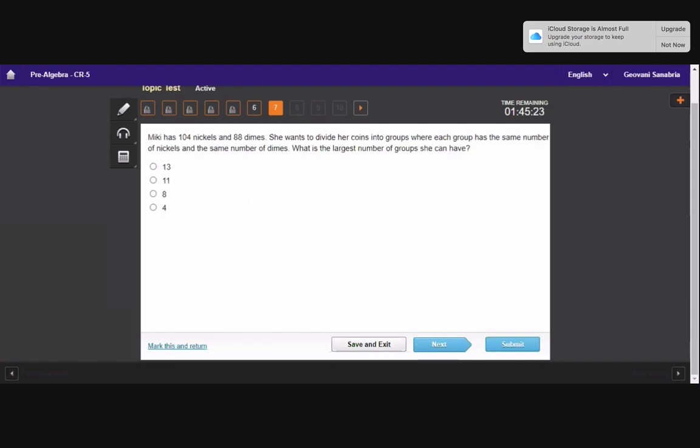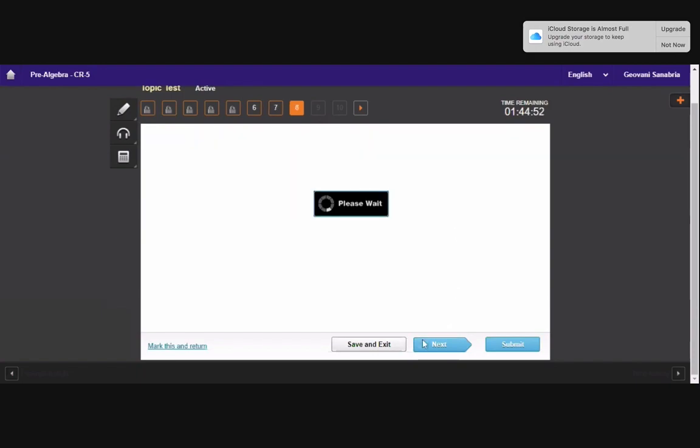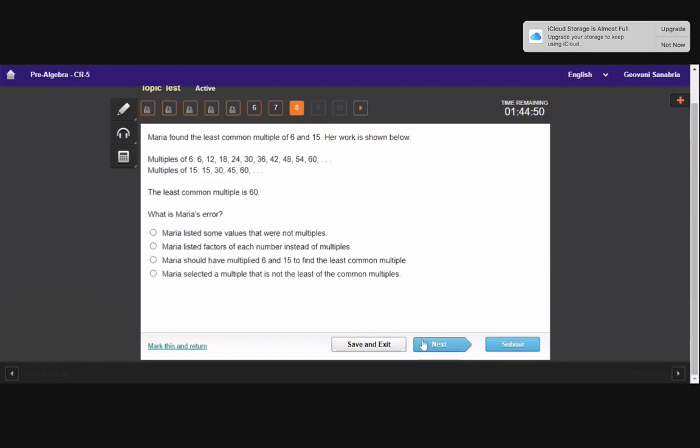That's a weird one. I think what they're getting at is what's the largest number that divides into both of them. Oh, okay. And 4 divides into both of them, but 8 also divides into both of them, right? And it's the largest. I got it mixed up because I thought it was the largest even number, but she has to use all the coins. So there you go. That's a weird one.